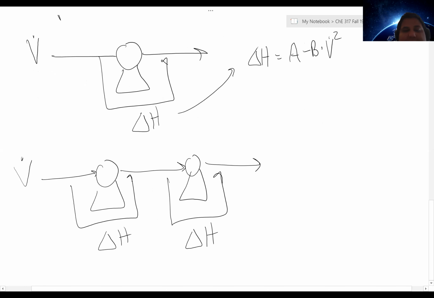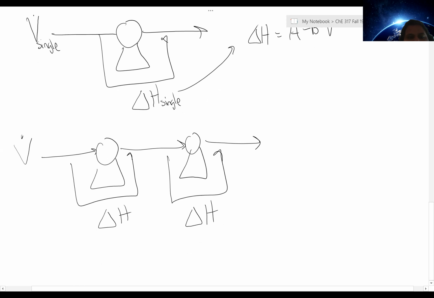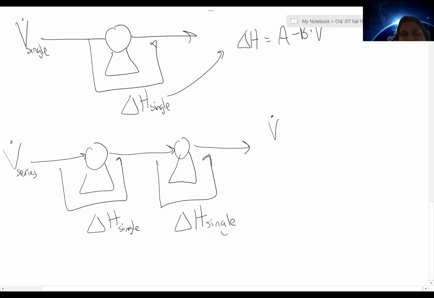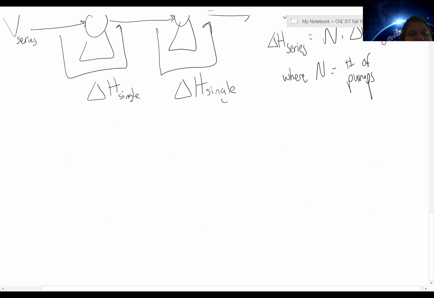And so if I'm considering the comparison between my single pump, V single, delta H single, and in series, I find that each of these delta H's are the same for that given flow rate. So what you can look at is for the series situation, for any given flow rate for single and series, the delta H applied in series is essentially N times the delta H that you see for a single pump, where N equals the number of pumps. So if you have two pumps in series, then it's just 2 times that delta H. For pumps in parallel, it gets a little trickier.